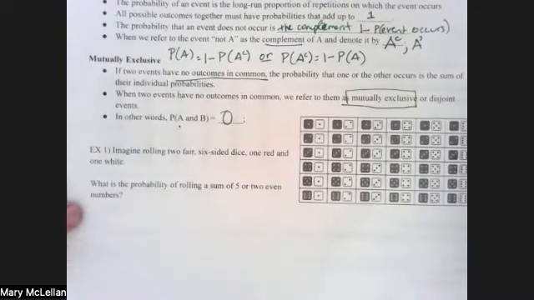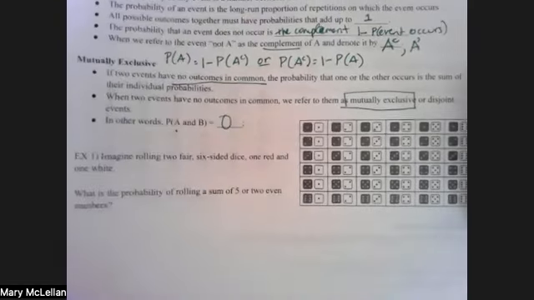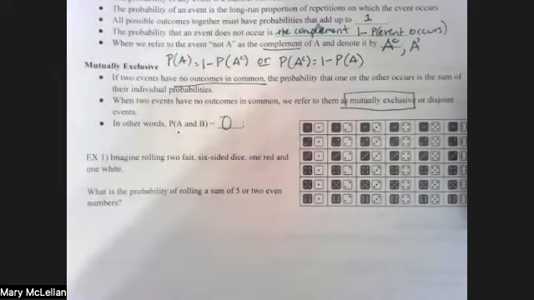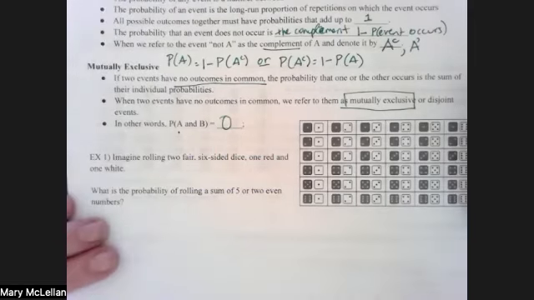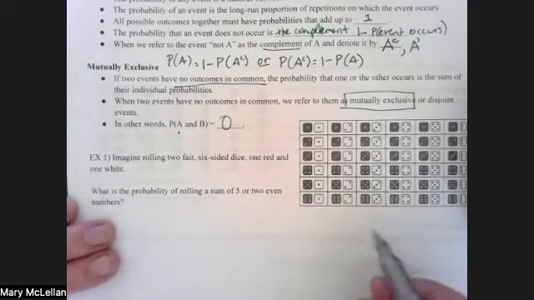Here's an example relating to mutually exclusive events. Imagine rolling 2 fair 6-sided die, 1 red and 1 white. What is the probability of rolling a sum of 5 or 2 even numbers? So I'm going to circle, with this pretty silver pen, all of the ways that I could roll a sum of 5.